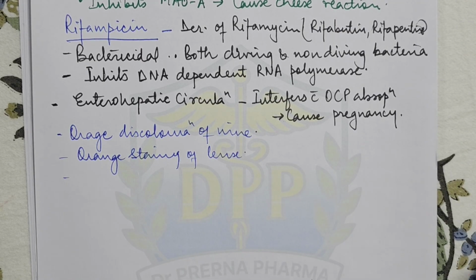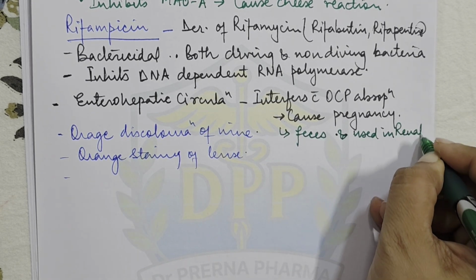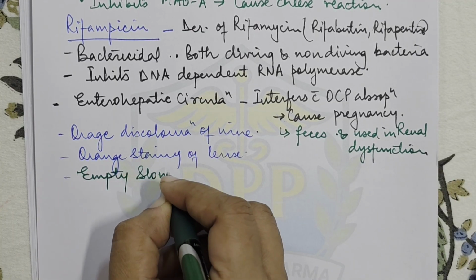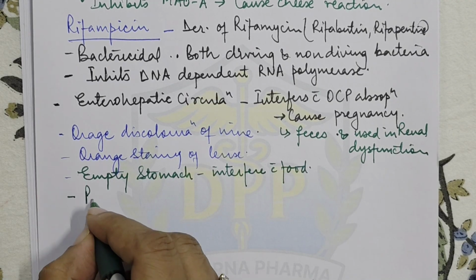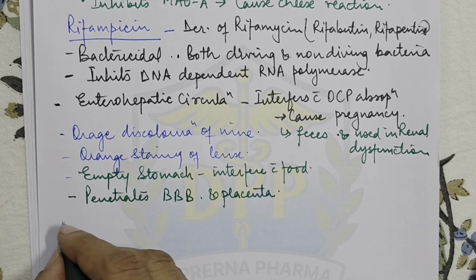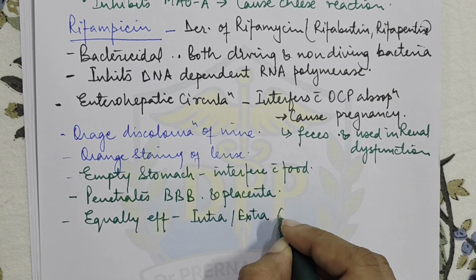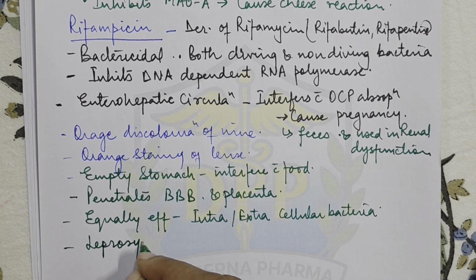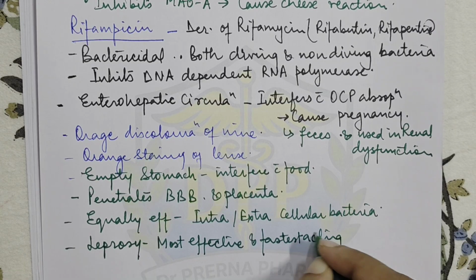Then it is eliminated in feces because it is undergoing enterohepatic circulation, and can be used in renal dysfunction. Okay, it has to be given on an empty stomach because the absorption is interfered with by food. It also penetrates the blood-brain barrier, and the placenta also. It is equally effective against intracellular as well as extracellular bacteria, right? Then it is also used in leprosy, most effective drug and fastest acting drug, right?